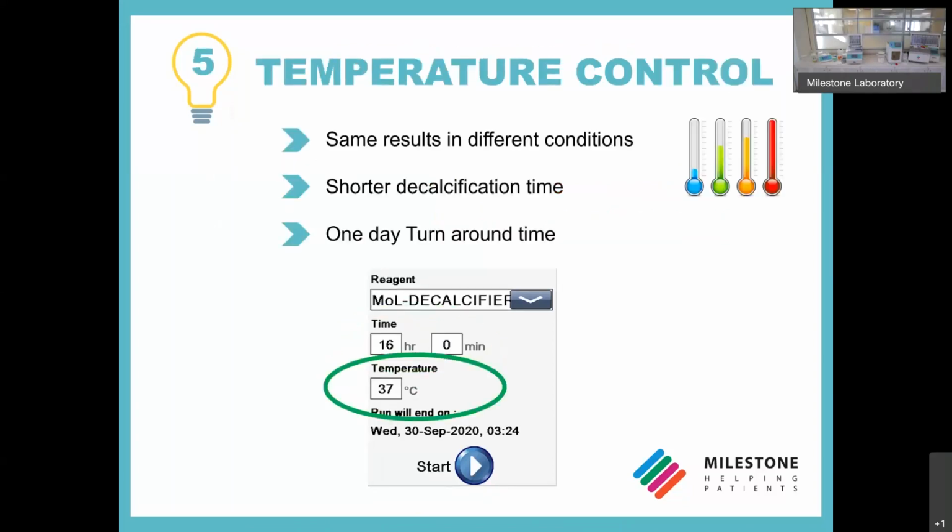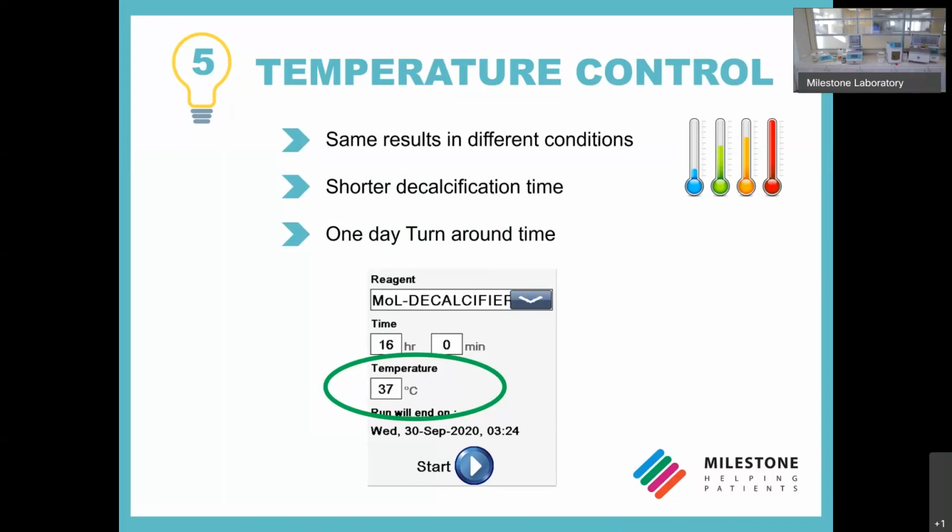Together with time, temperature is also one of the key factors for decalcification. The use of a standardized temperature guarantees the same result in different environmental conditions, as the ambient temperature varies over the days and the seasons. Moreover, the use of a temperature even slightly above the standard guarantees shorter decalcification times.